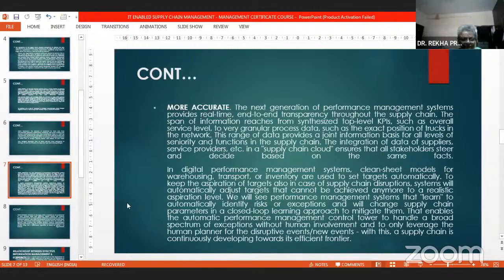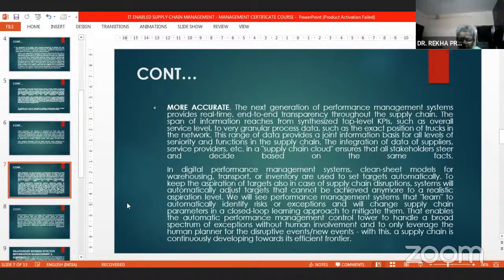More accurate. The next generation of performance management systems provides real-time end-to-end transparency throughout the supply chain. The span of information reaches from centralized top-level KPIs such as overall service level to key performance indices. KPI is key performance indices.